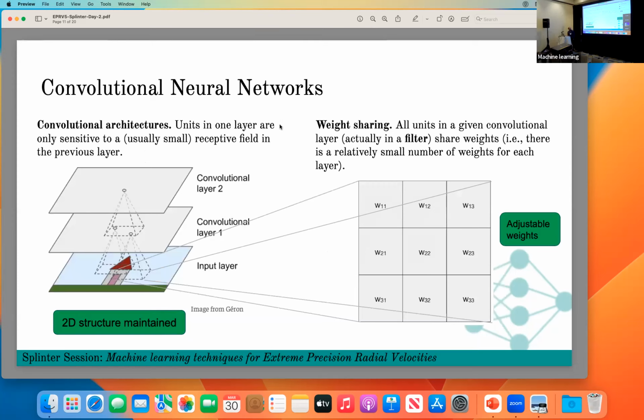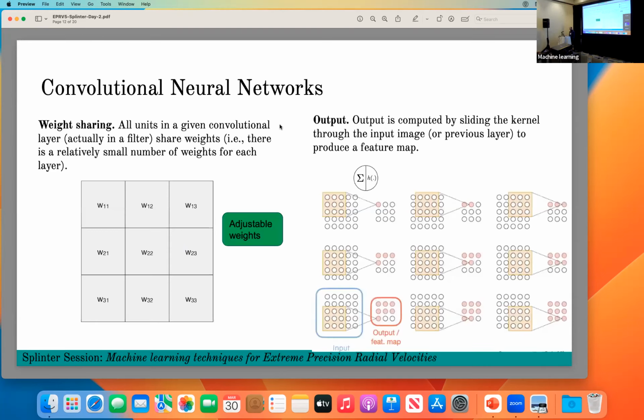This receptive field, what the neuron can see, is done by defining an unusually small kernel. It's not a GP kernel, it's just a small matrix, and striding it around the image to generate what is called a feature map. All units in a given convolutional layer, actually in a filter, share weights. So each feature map is made with a different filter, right?